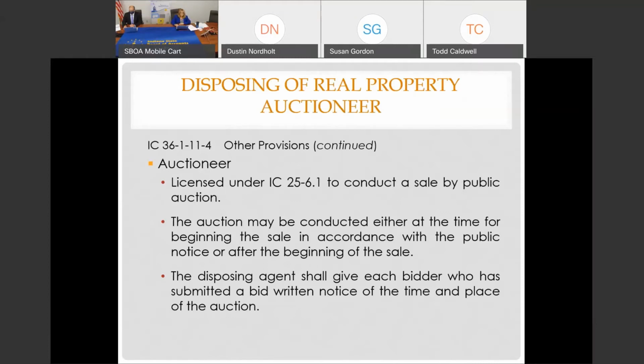The council can also hire an auctioneer. That person has to be licensed as well. The auction can be conducted at the beginning of the sale as advertised, or it can be conducted after the sale has begun. And there are certain notice requirements. The council would have to give each bidder who has submitted a bid notice of the time and place of the auction if it begins in the middle of the sale.